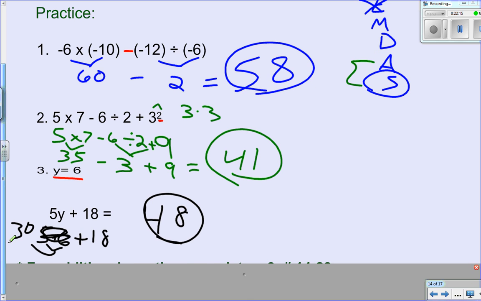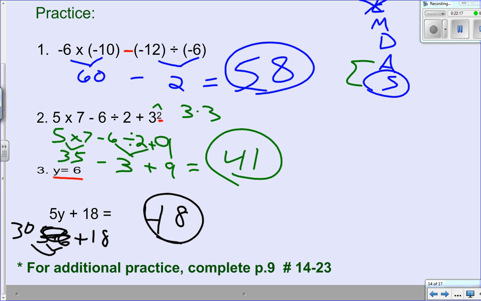I know you guys have done a lot of order of operations, but if you feel you need additional help, page 9, numbers 14 through 23 will help you out.